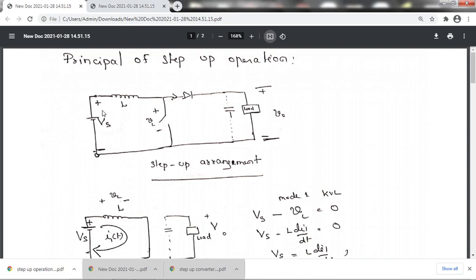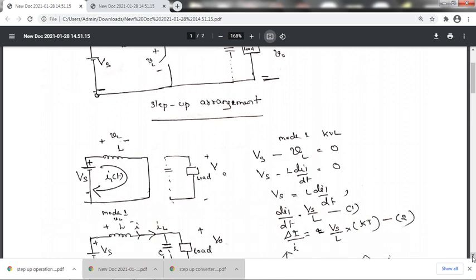So this is an inductor, this is a switch, this is a diode, this is a load. Sometimes we connect a capacitor in parallel to the load. Right now we need not worry about this capacitor, just concentrate on the source voltage, load, inductor L, switch, diode and load.